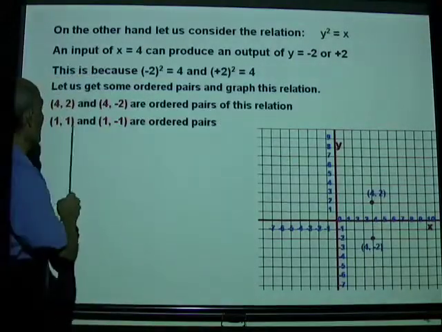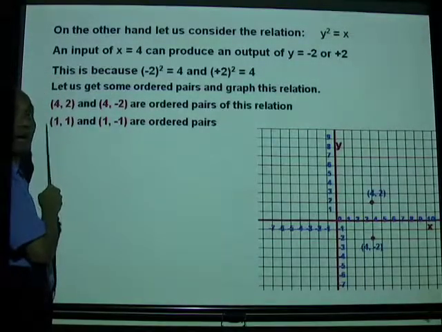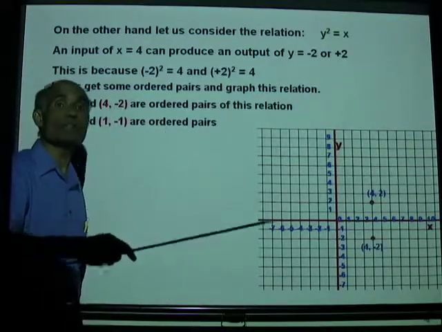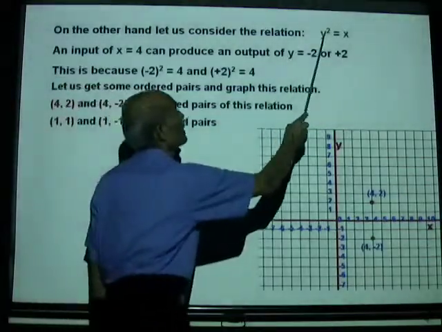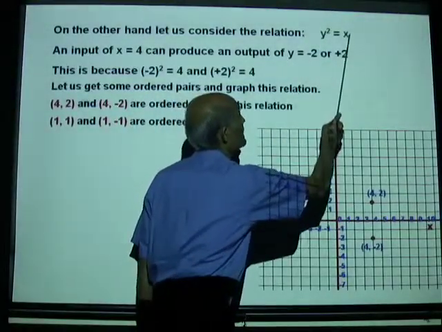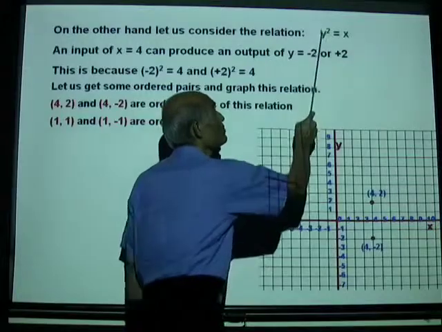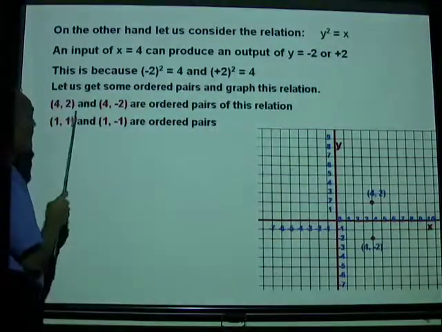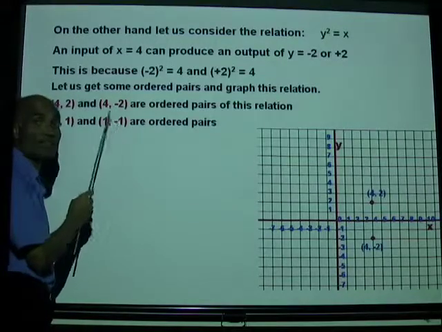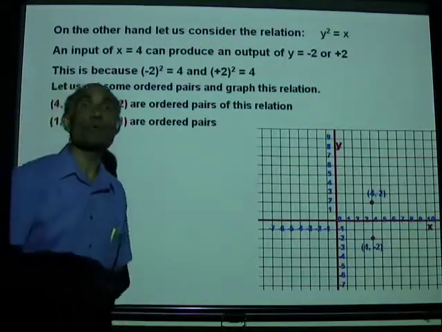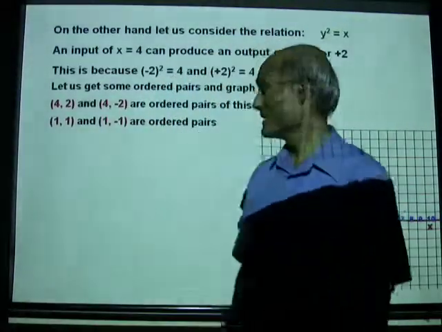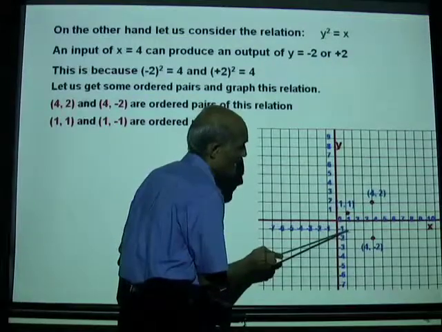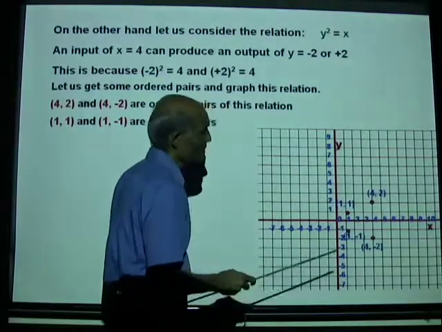Now, also, an input of 1 will give you an output of 1 or -1. Is that right? Because -1 squared equals 1, and also +1 squared equals 1. That means (1, 1) and (1, -1) are both ordered pairs for this relation. Let's plot those points. That's (1, 1) and that's (1, -1).